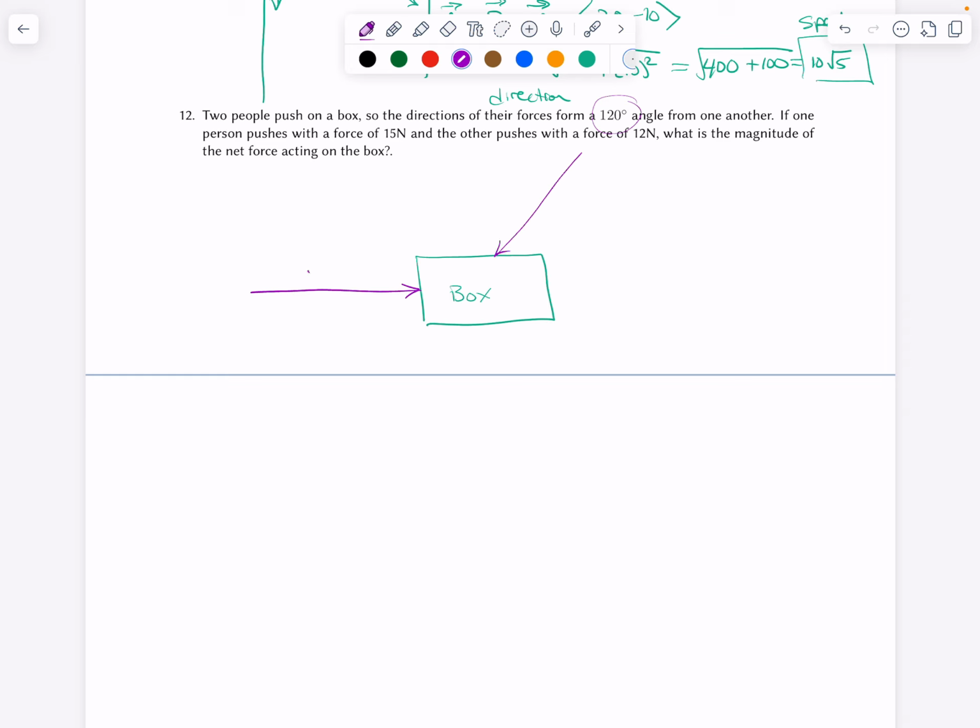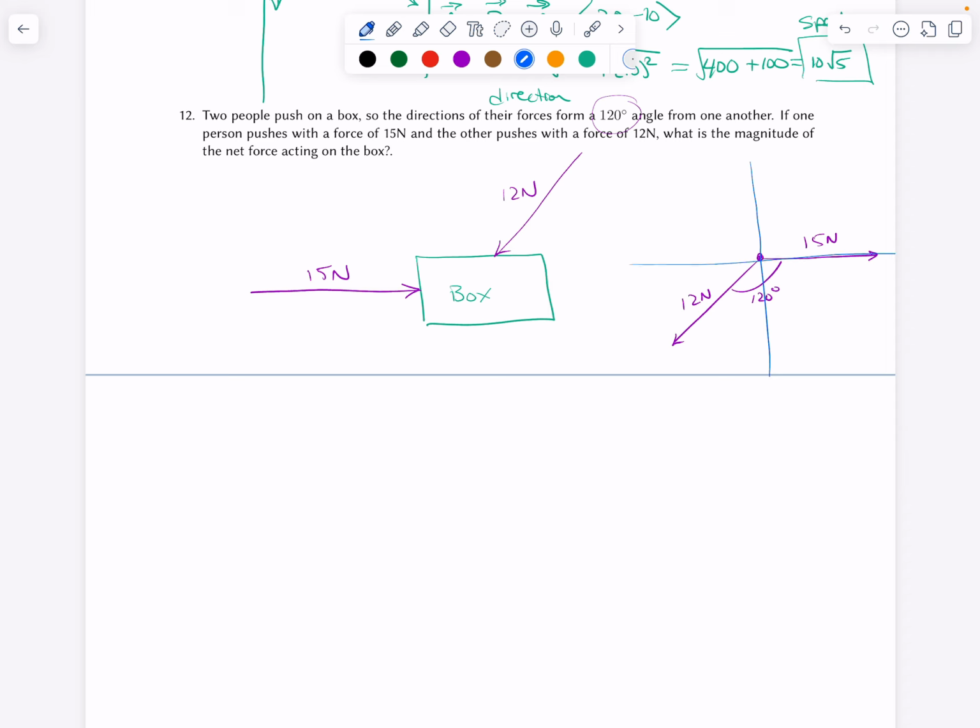One person, we're going to do this, the 15 Newton, and this will be the 12 Newton. Now those vectors, of course, can be drawn in any position, so I'm going to redraw them like this. So we have 15 Newtons, 12 Newtons, and here's this 120-degree angle. Now it's just a matter of converting these to Cartesian coordinates and then adding them together.